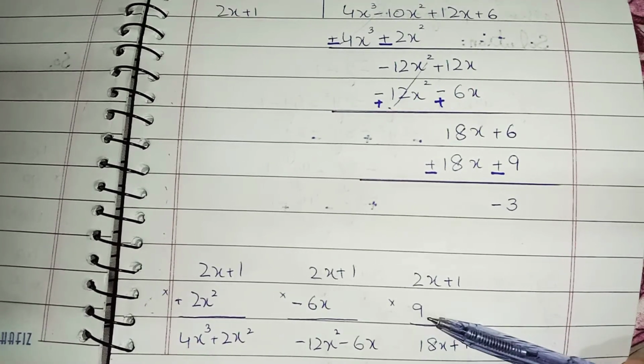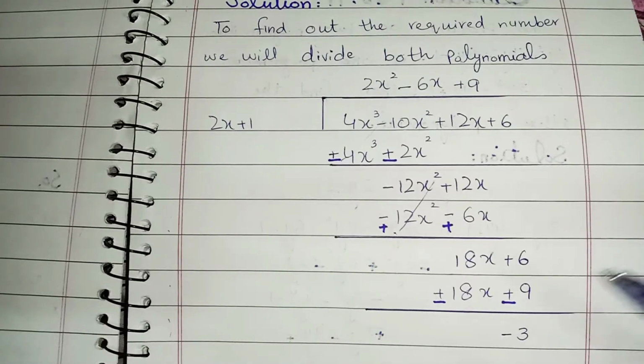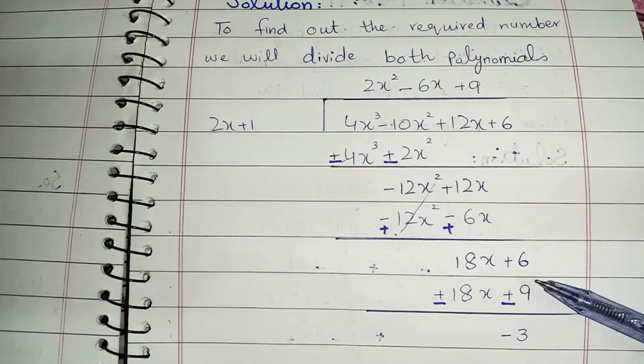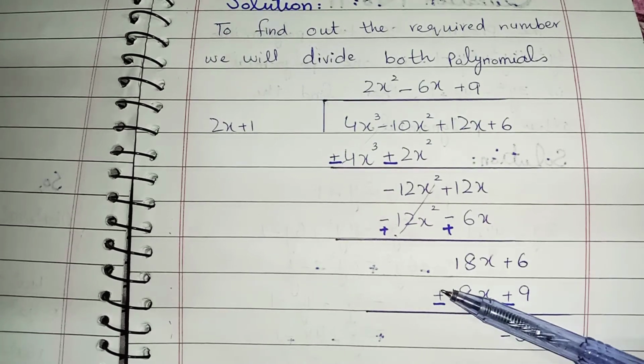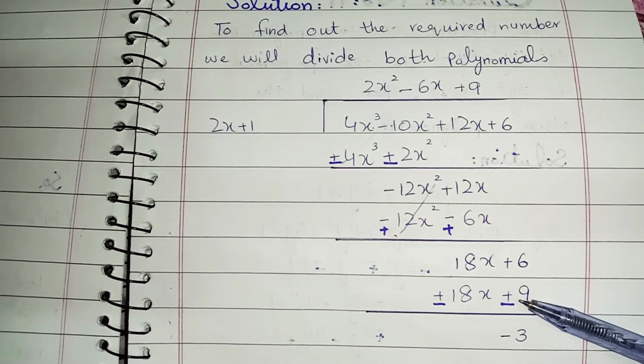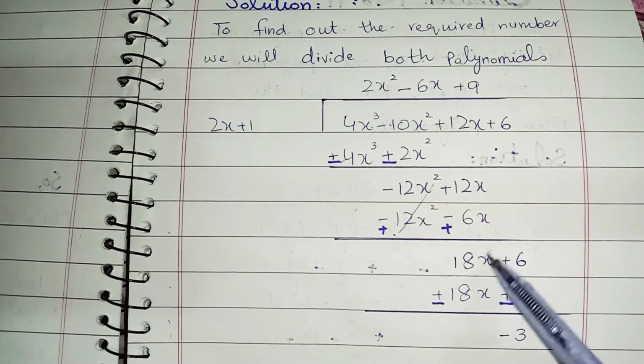9 is our quotient term and these terms are written under the same variables. So here we will write plus 18x plus 9. Next step is to change the sign. Here we have plus, we will change into minus. Here we have plus, we will change into minus. Then both terms are same but having opposite sign will cancel out.